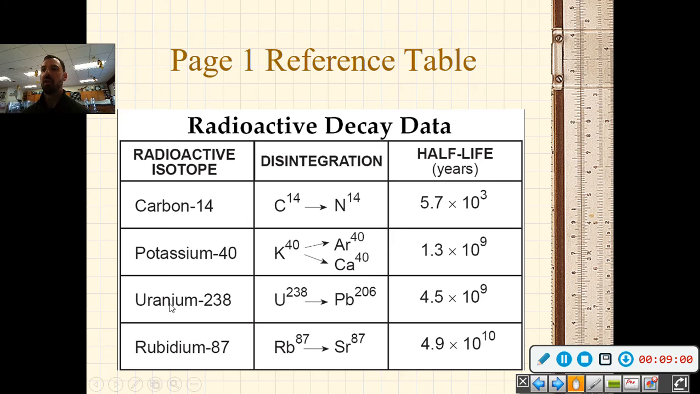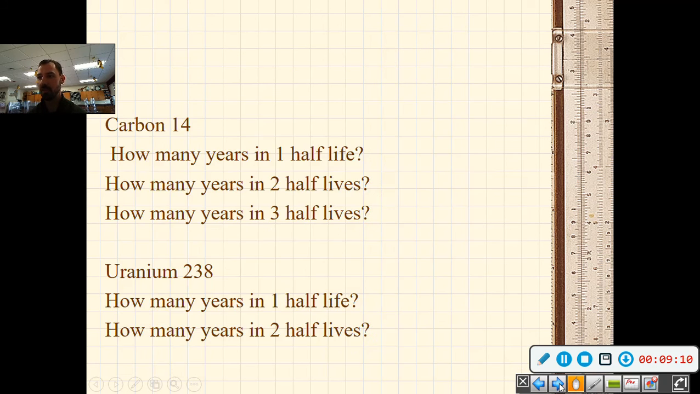Okay, so again, picking the appropriate half-life to match the age of the substance approximately is important. Okay, so let's see how this works. So if we take carbon-14, how many years in one half-life? All you simply do is this over at the board here. The half-life of carbon-14 is 5,700 years. Okay, so let me just write that for you. All right, or 5.7 times 10 to the 3 years.